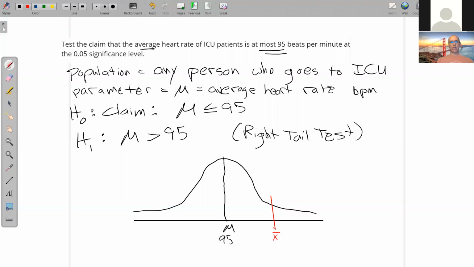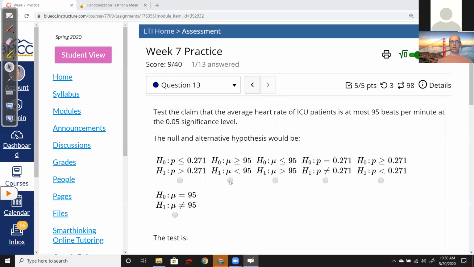All right, so now we got to look at the data, see what happens, find out a p-value, see how significant this is. All right, so which one do we want here? This is an average, right? So that means ignore anything with a p in it. At most meant less than or equal to, so that looks like this one right here. Mu is less than or equal to 95, that's at most 95, and there's my alternative.